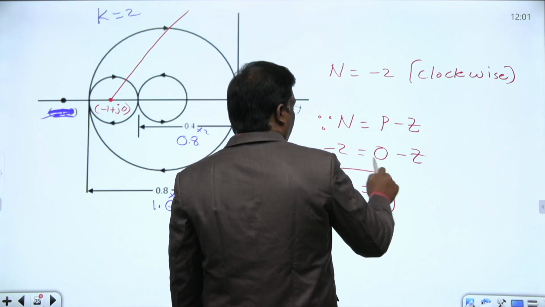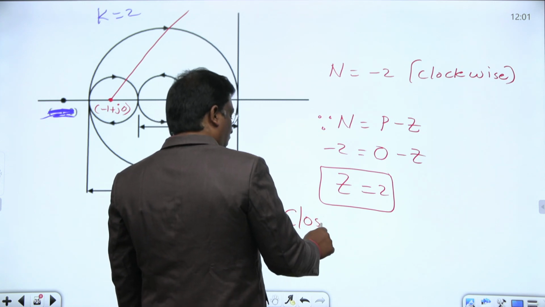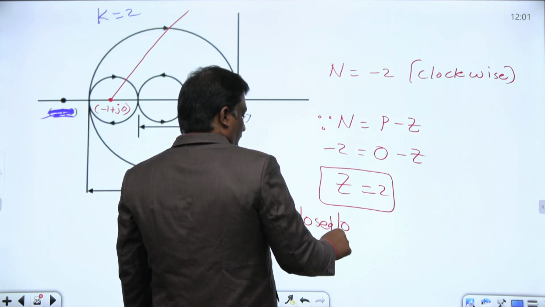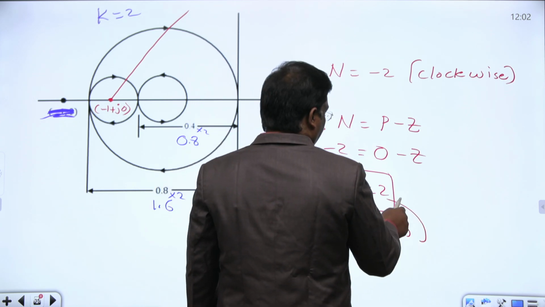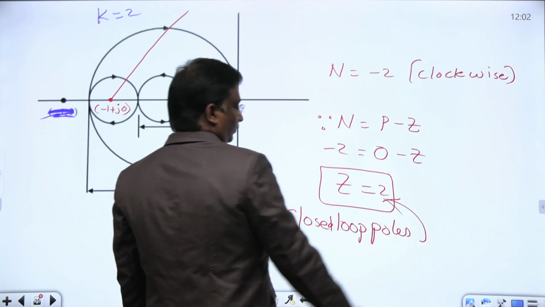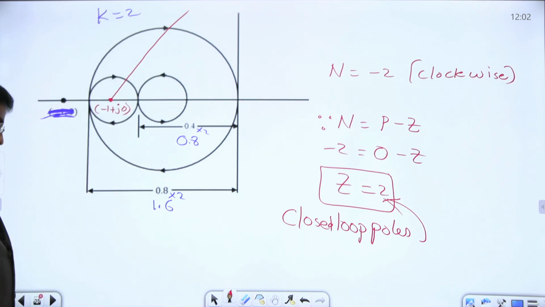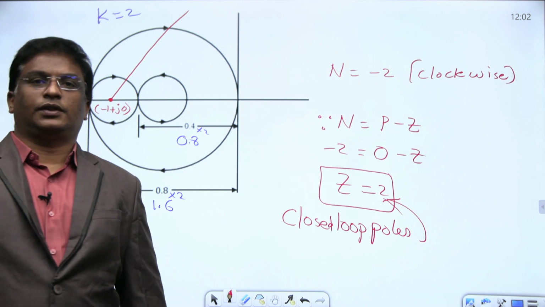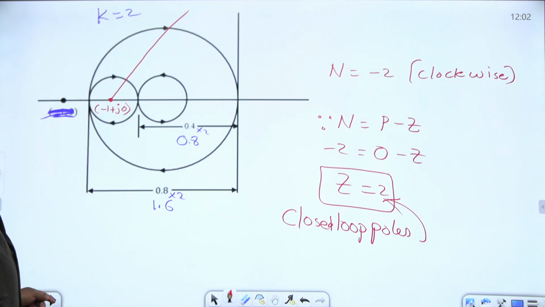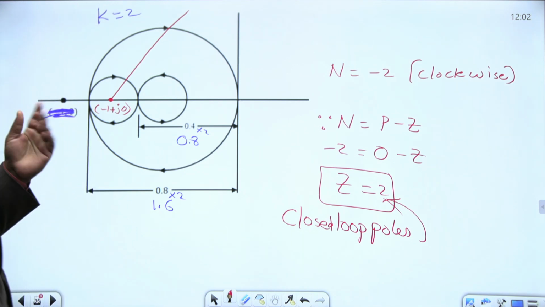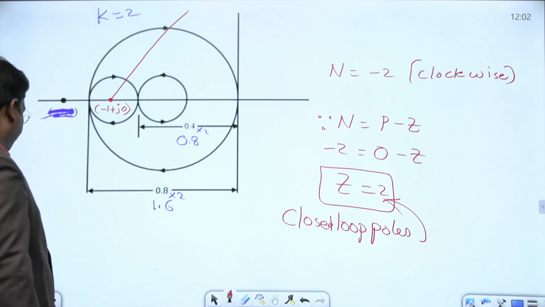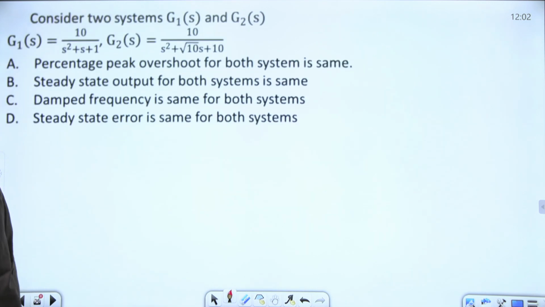Answer: right now closed loop poles. How many closed loop poles? Nothing but Z equal to 2. If they still ask, the system is an unstable system. That's all. Finish. Simple question, no complexity, just a basic encirclements question. Let's move on to the next question.